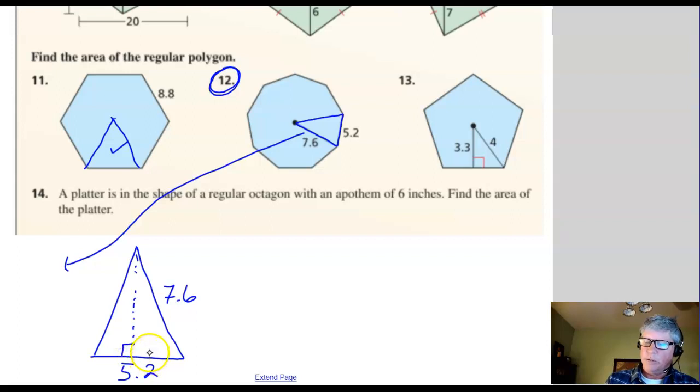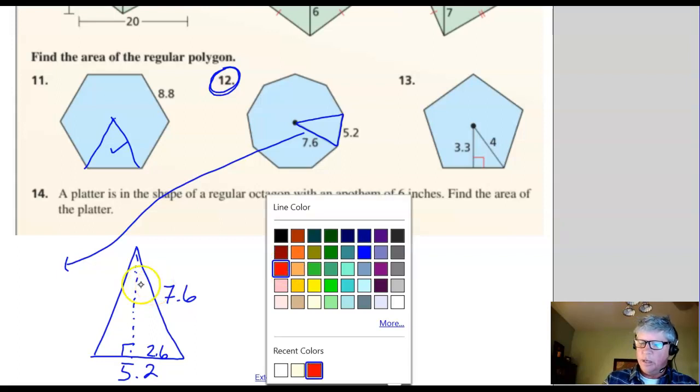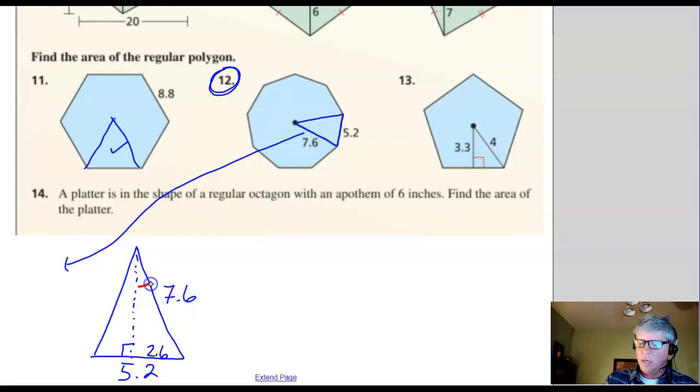Half of 5.2 is 2.6, so we know that already. A couple different ways to do this. What we've done in class is really focused in on this angle. So how do we get that angle? We have to go up there and count the number of sides. So 1, 2, 3, 4, 5, 6, 7, 8, 9 sides.